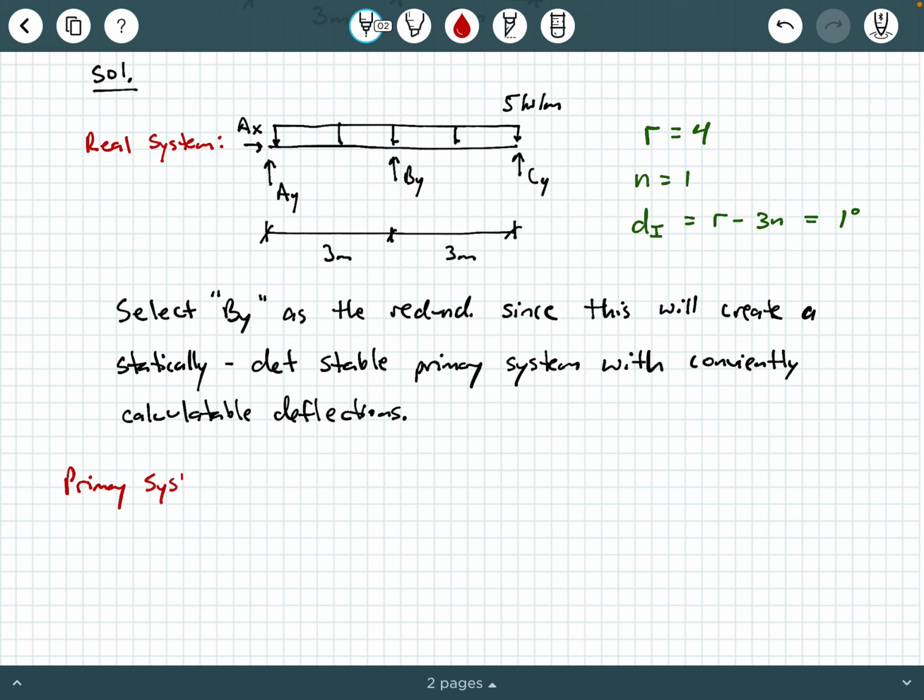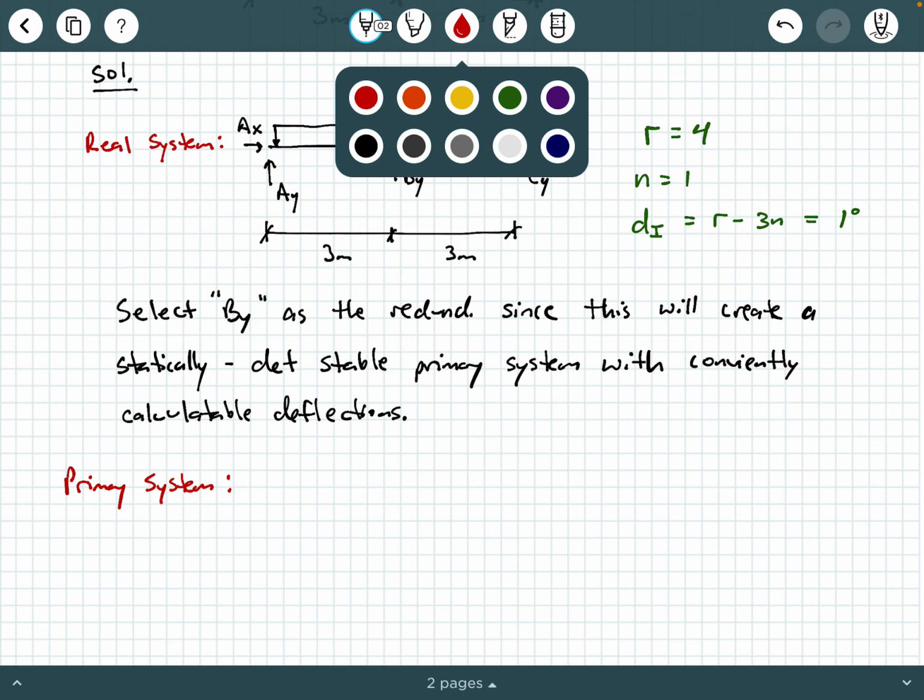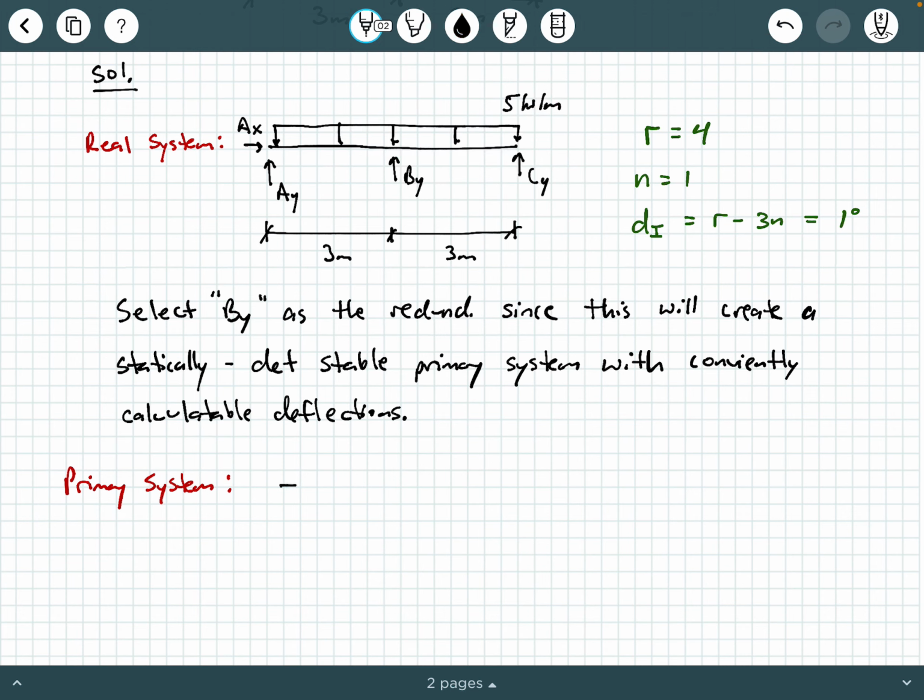primary system. Okay, so remember, in the primary system, it's going to look similar to the real system, except we are going to remove the effect of the redundant that we chose. We're going to completely remove it. So we're just going to have an AY and an AX. And we've got the uniform load here of 5 kilonewtons per meter. And we have CY here. And the entire span length is, of course, 6 meters.